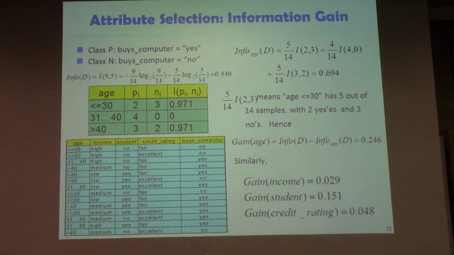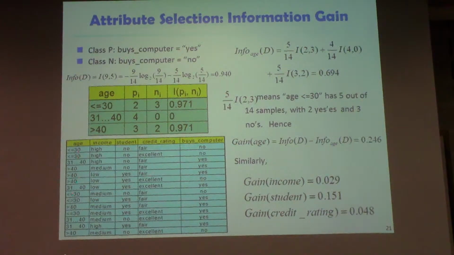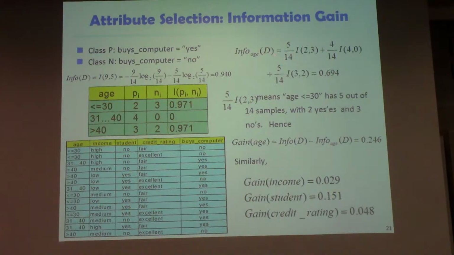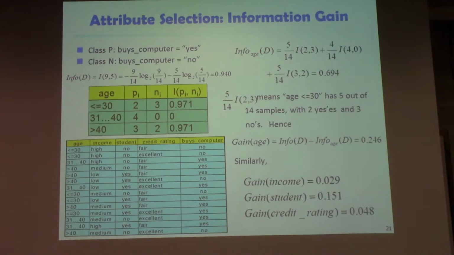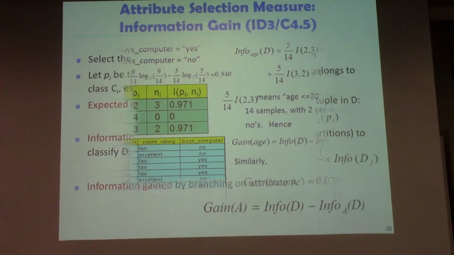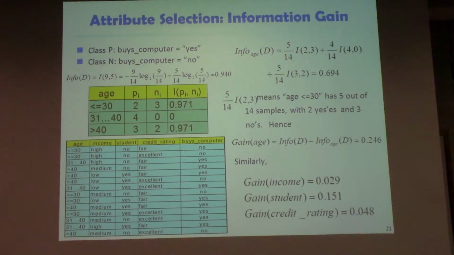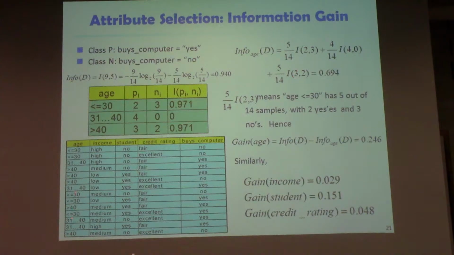How many of them are less than 30? 1, 2, 3, 4, 5. 5 cases. For those 5 cases, that is 5 over 14. So we try to find the information, the entropy, for those 5: 2 versus 3. We can apply the same expected information equation, this one. Then also 4 over 14 and 5 over 14. Then we can compute the expected information using the previous equation, and that is 0.694.